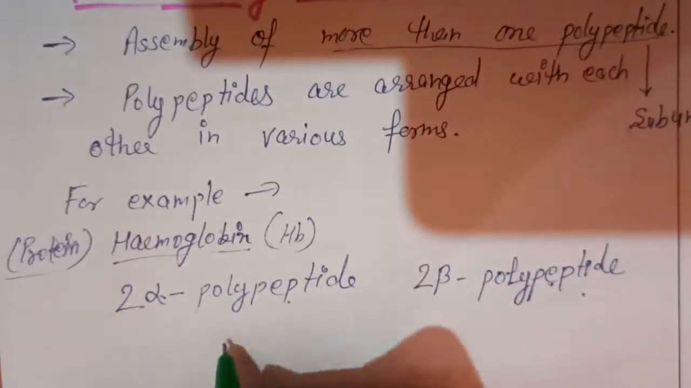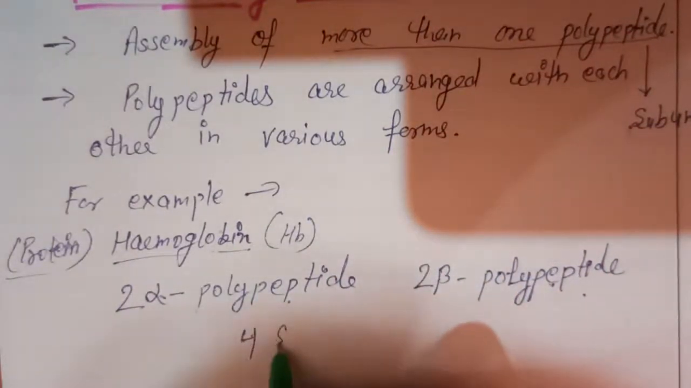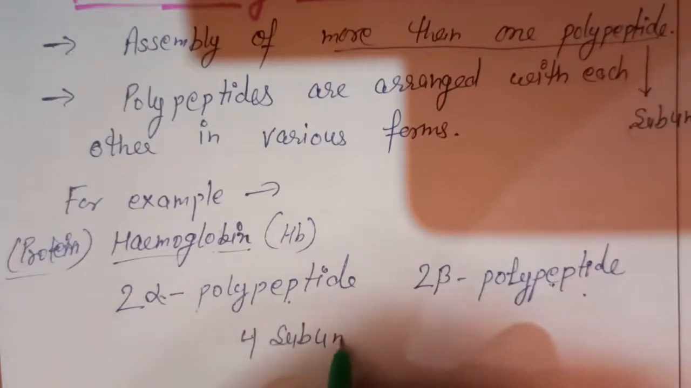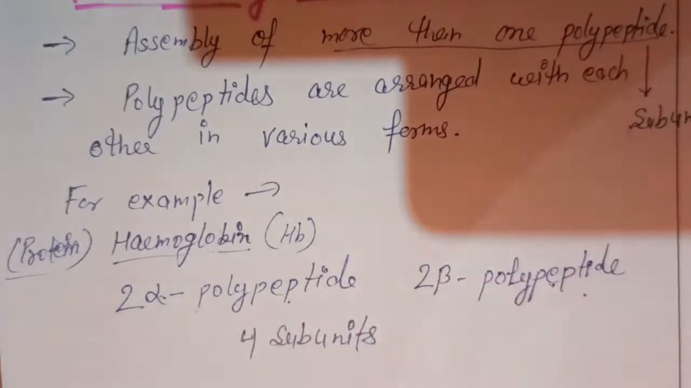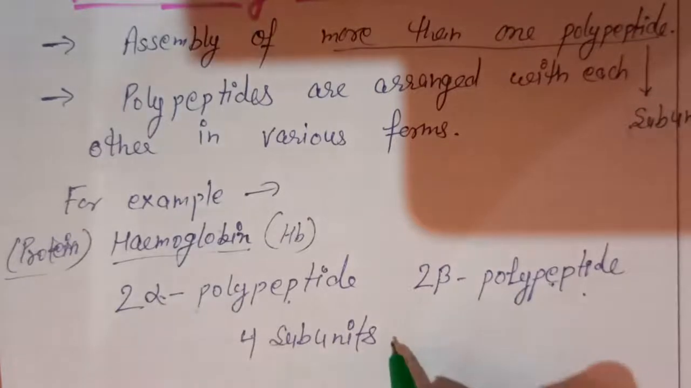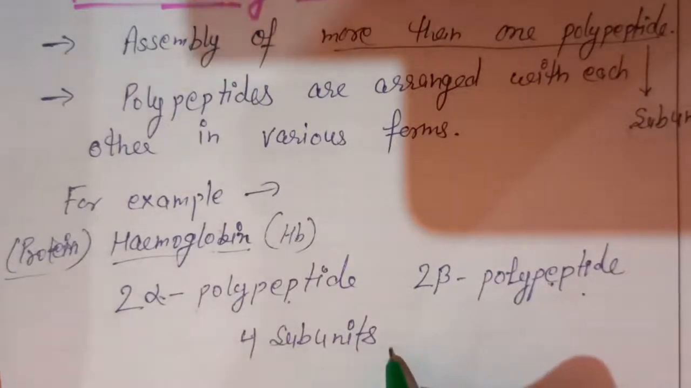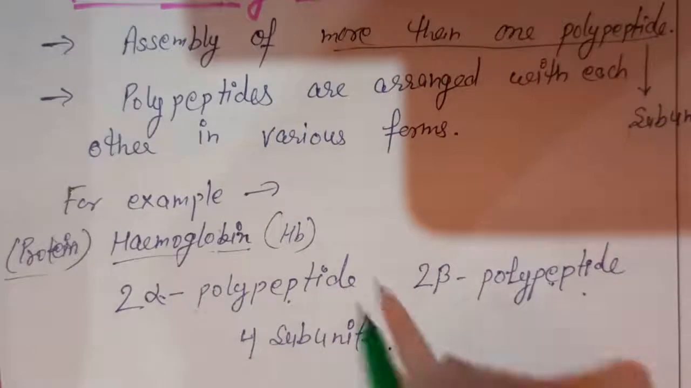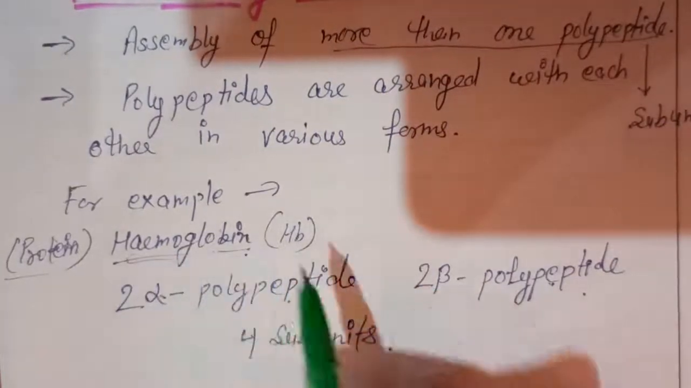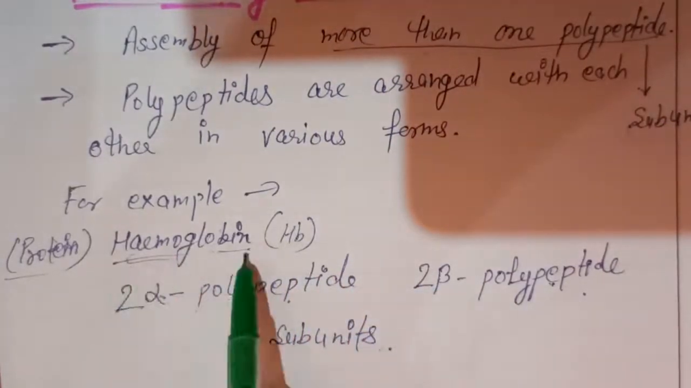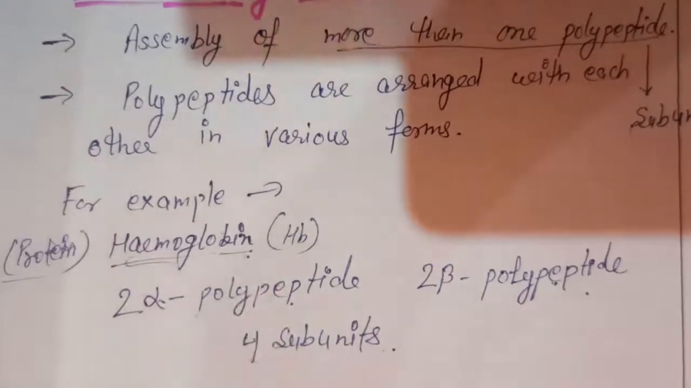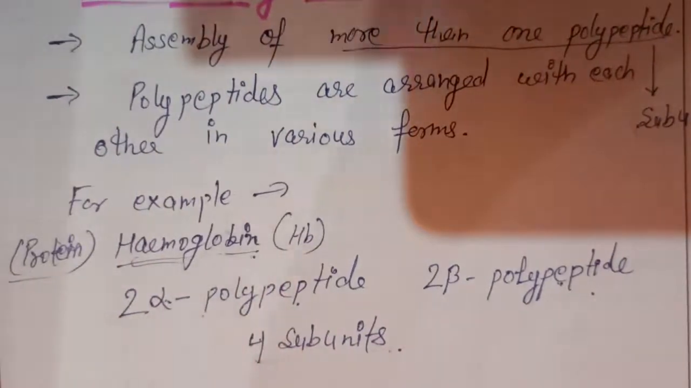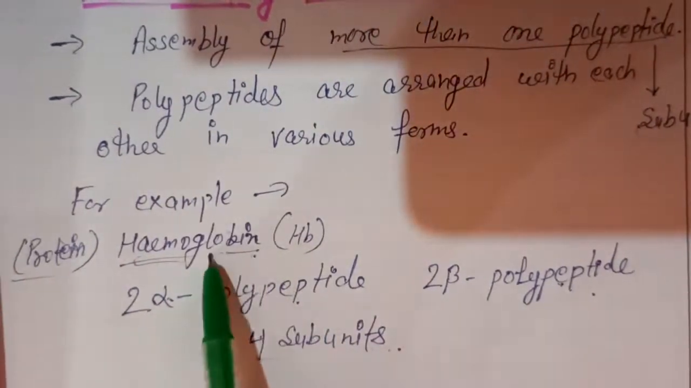So total 4 subunits are present here in hemoglobin. Okay, and these 4 subunits, or 4 polypeptide chains, you can say, are arranged with each other as subunits and combinedly work as a unit. Okay, what is that unit? That is hemoglobin. So we can say there are 4 subunits of hemoglobin which are arranged with each other and functioning as hemoglobin, right?